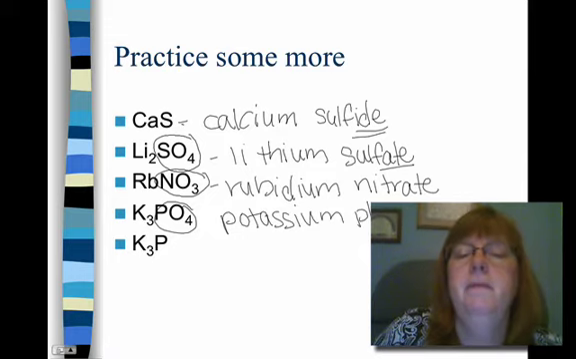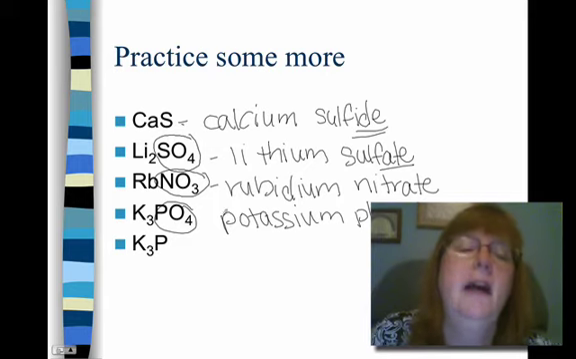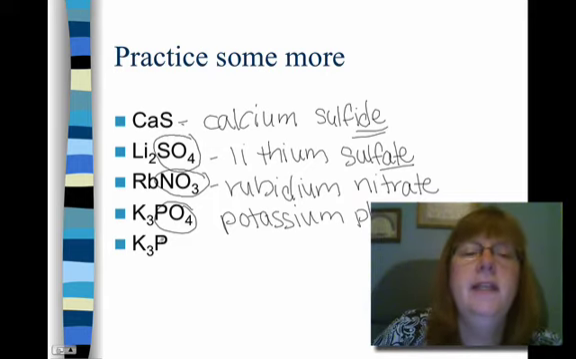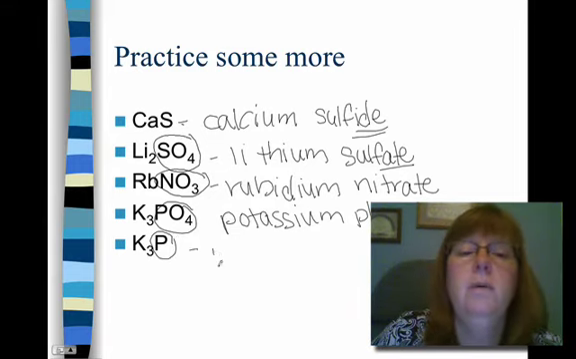potassium, phosphate, a polyatomic ion. This last one is not a polyatomic ion. It's just one nonmetal, and so we're going to give it that ide ending.